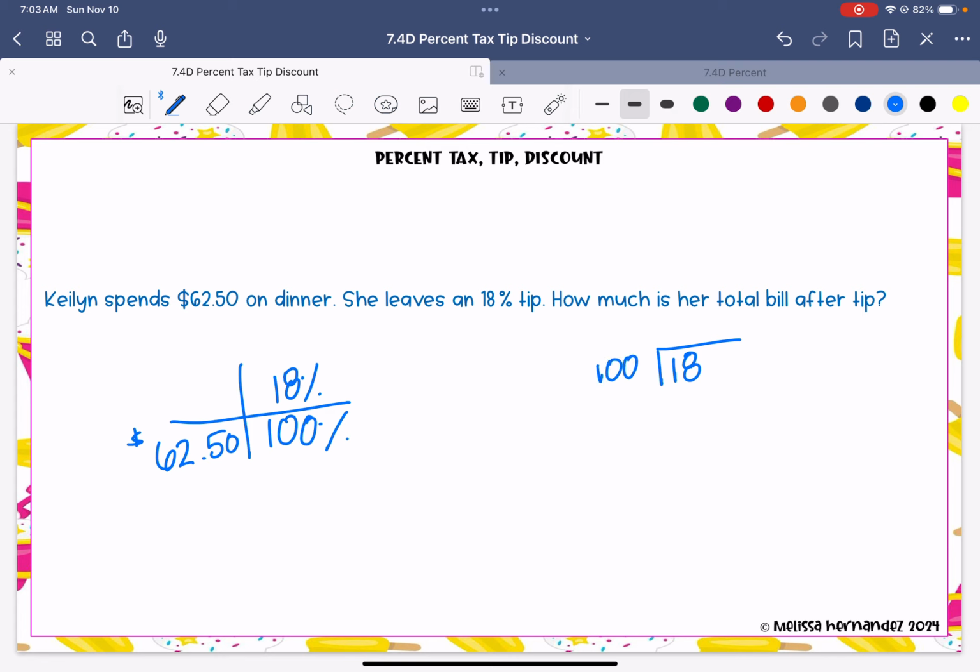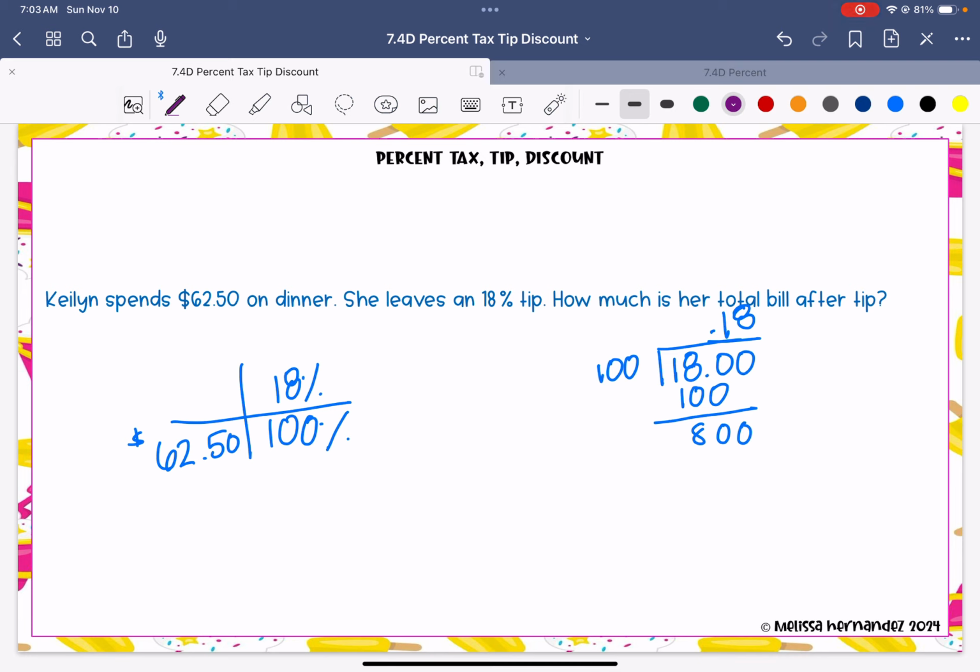100 doesn't go into 18, so you're going to add a couple of zeros. 100 goes into 180 once. Then you're going to bring down, subtract, bring down a zero. Your new division is 800 divided by 100, which will give you 8. Now, I know most teachers just tell you to move the decimals to the left. I just wanted to show you why it works, or why you're moving the decimal. You're not moving it, you're actually dividing by 100.